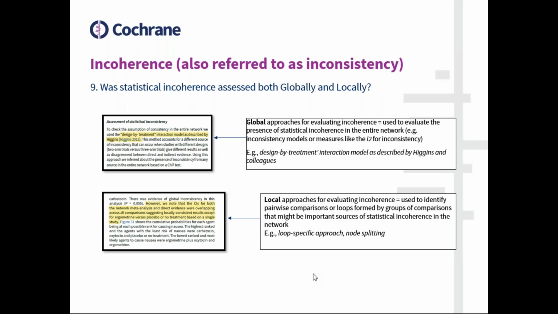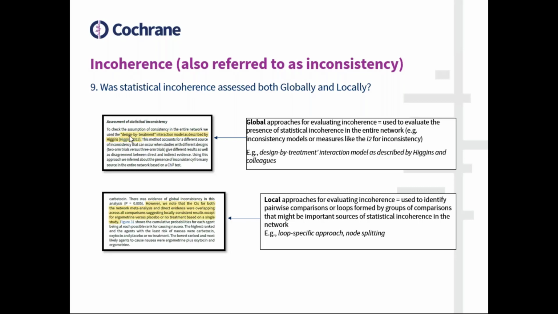The next question is, was statistical incoherence assessed both globally and locally? You may see incoherence referred to as inconsistency as well, but the handbook has tried to move away from that because it doesn't want to get people mixed up with inconsistency in terms of GRADE. But in the literature, incoherence and inconsistency are used interchangeably.